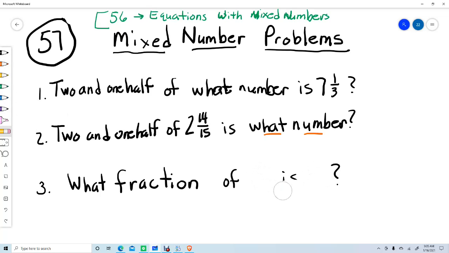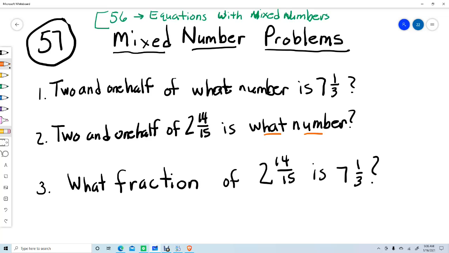So let's see. Let's erase that. Okay. What fraction of 7 1/3 is... do I have that backwards? Well, let's hope I got that correct.